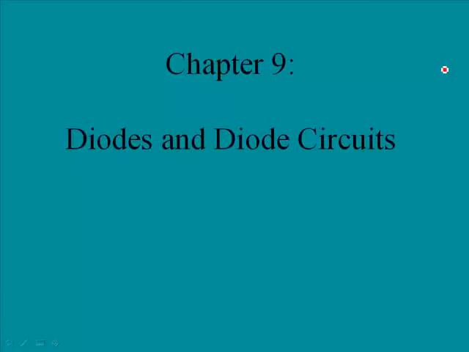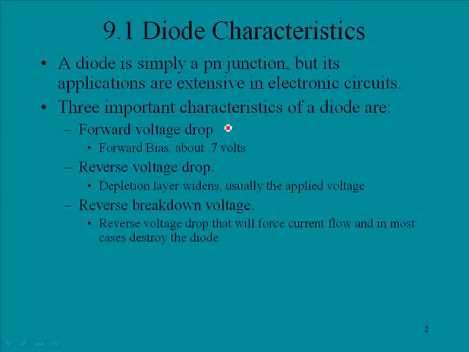We're in Chapter 9, and in Chapter 9 we'll be looking at diodes and diode circuits. Diodes are the first application we will look at addressing the use of semiconductors. And the first thing we want to do is to look at diode characteristics. A diode is simply a PN junction, but its applications are extensive in electronic circuits.